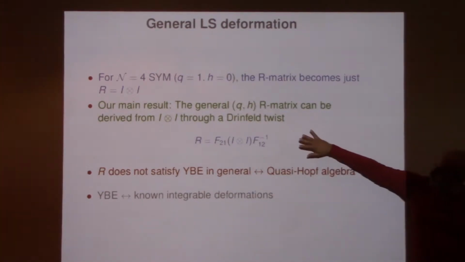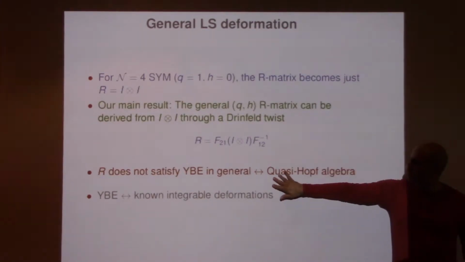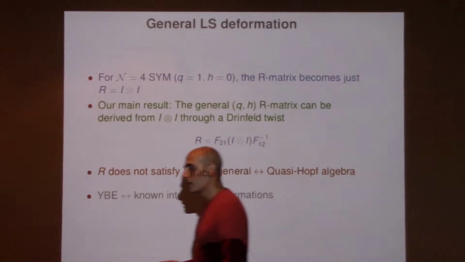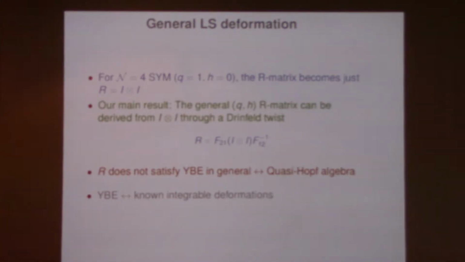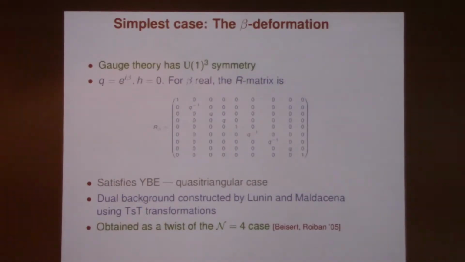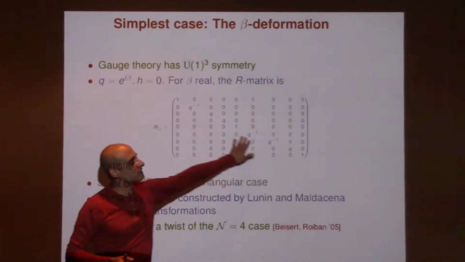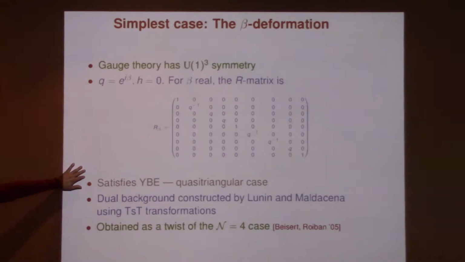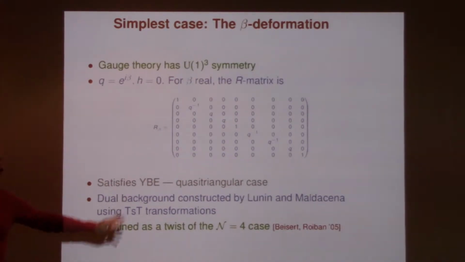You can show that this R matrix, which gives you what was in the previous slide, does not satisfy the Yang-Baxter equation. When it does, it's a known integrable deformation, but generally it doesn't. As a simple case, this is the beta deformation. Q is a phase, the R matrix is diagonal, and as you might imagine, this satisfies the Yang-Baxter equation. It's quite a simple matrix, and everything is nice and quasi-triangular and all that.